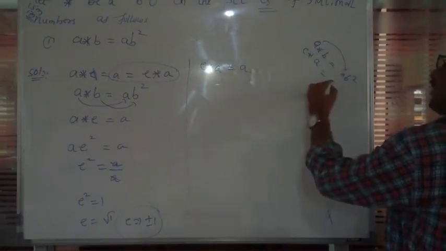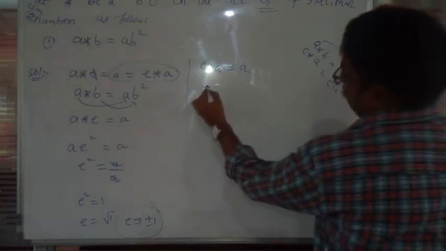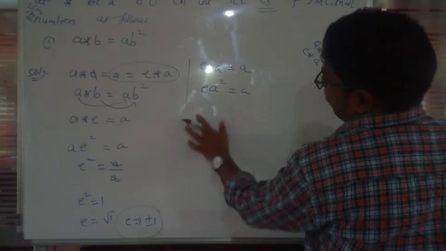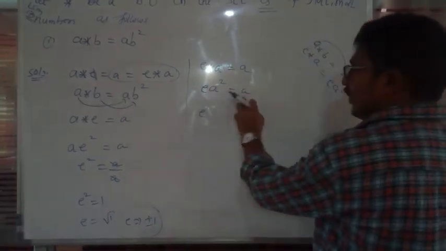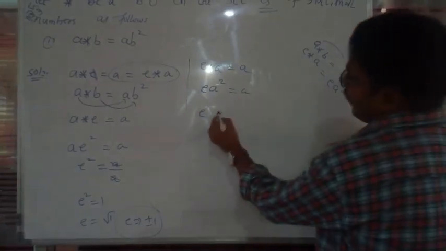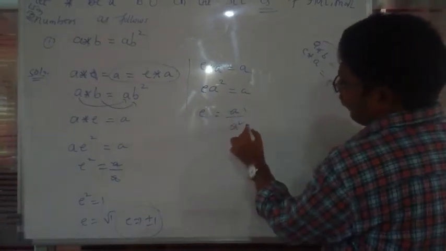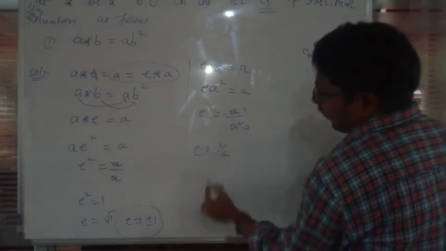Where there is A, put E. Where there is B, put A. So E A square is equal to A. A square, it means that we need only A. That's why A square can be shifted to the LHS side. What happens? A divided by A square. Once cancelled, what is left? 1 over A remains. E is equal to 1 by A.